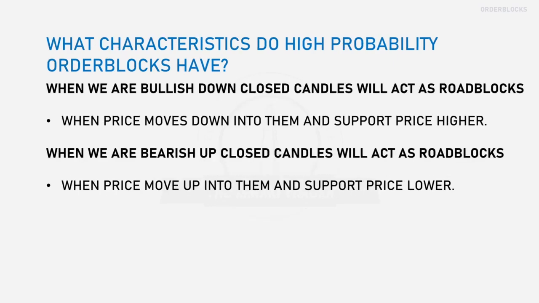When we are bullish, down close candles will act as roadblocks. When price moves down into them and supports price higher, this is when it's validated. And for bearish, an up close candle will act as a roadblock too. So when price moves up into them and then resists, it turns down lower.